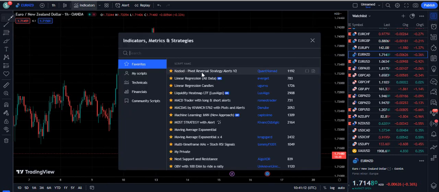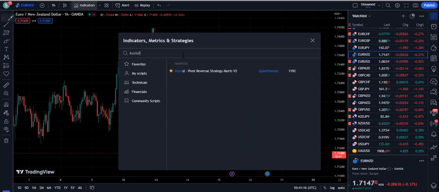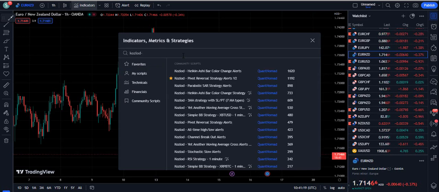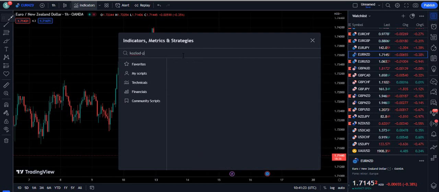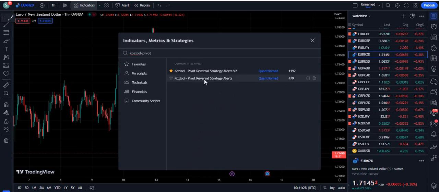Okay, now let's move towards our strategy. We need to write "close load" on TradingView, then a dash, and then write "pivot". Then this indicator will come. There are two indicators with the pivot reversal strategy, but we have to choose the one called Pivot Reversal Strategy Alerts version 2 by the author Quant Nomad, and you can see 1192 traders are using this trading strategy.